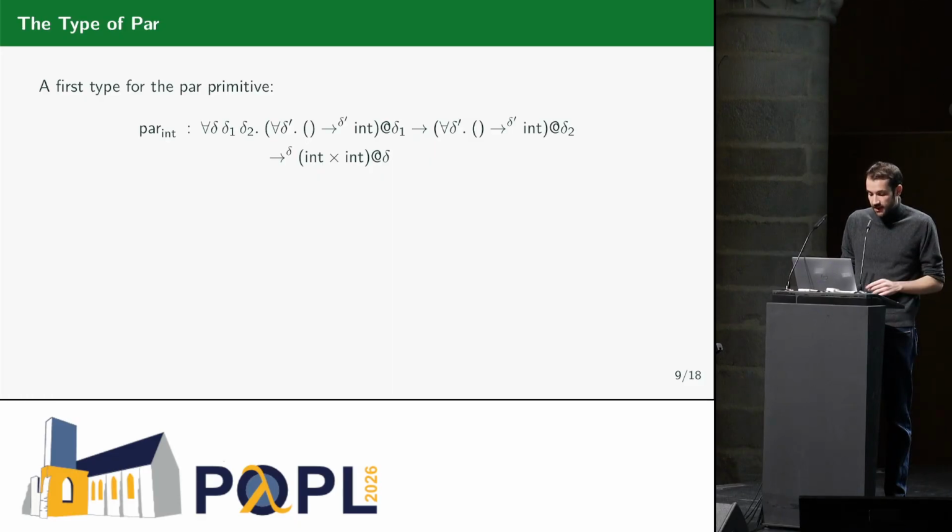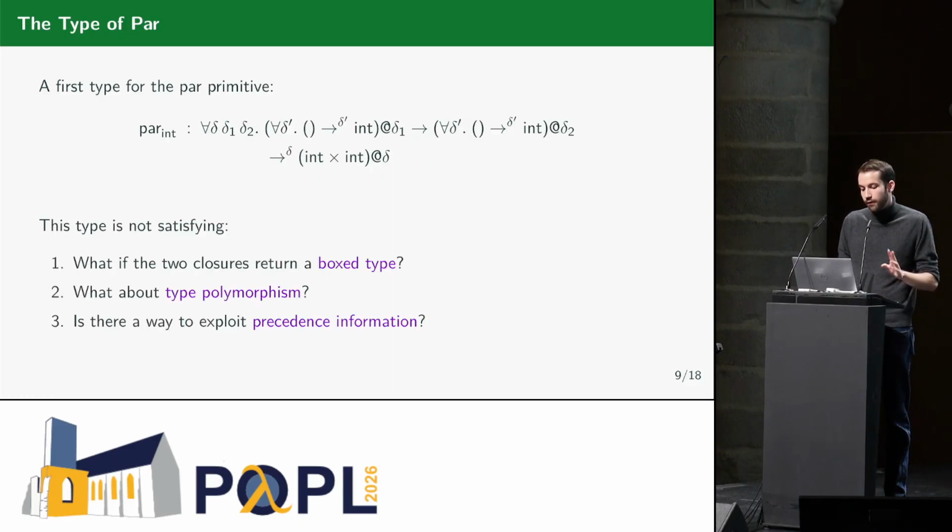So this type is admissible, but is really unsatisfying for three reasons. The first reason is, what if the two closures return a boxed type? Also, what about type polymorphism? Can we have a polymorphic par? And also, is there a way to exploit the precedence information? Here, I forget that delta prime is a child of delta. And I'm going to answer all of these questions.